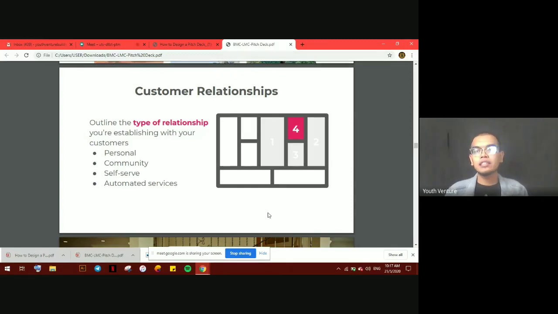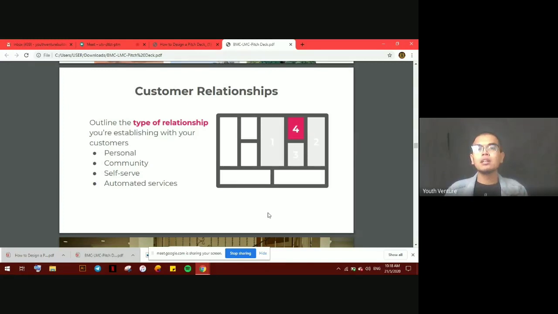Customer relationship is the reason why they use your product once, a second time, a third time, and they continue using it without looking at your competitor. So your customer relationship is an outline of the type of relationship that you are establishing with your customer, whether you are building a personal relationship with them, or you are building a community, or a self-serve relationship, or you are building an automated service.